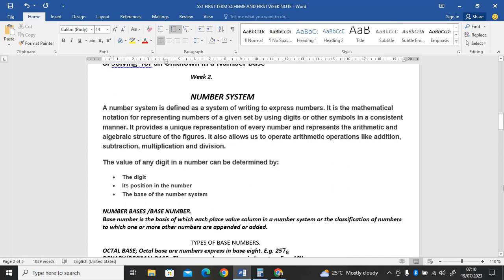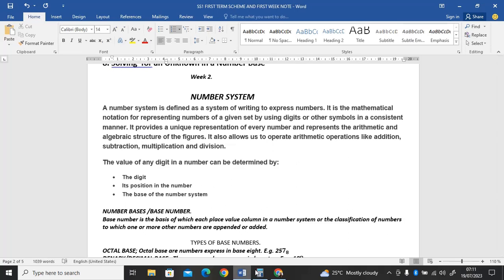Now, the value of any digit in a number can be determined by the digit. How do you know the digits? If I'm given 431, that is 431. Then 43 is just 4 and 3. So the digits we are given are positioned in the number.